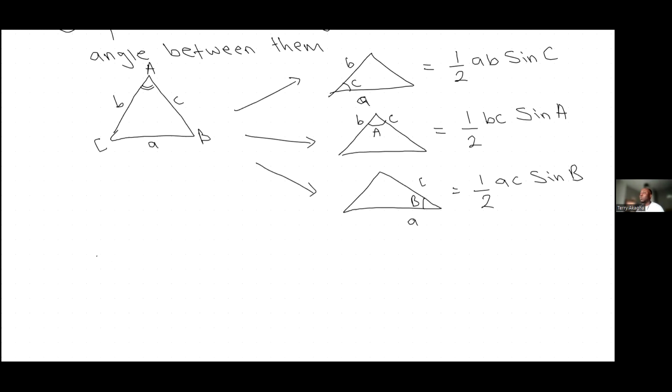So basically, if you have the two sides, you can now say that the area is equal to one half times the product of the two sides and the sine of the included angle.